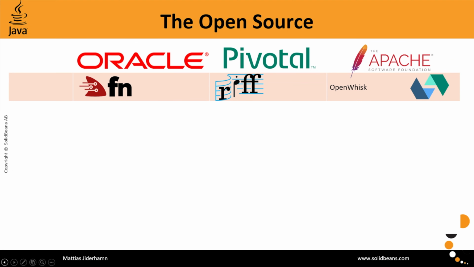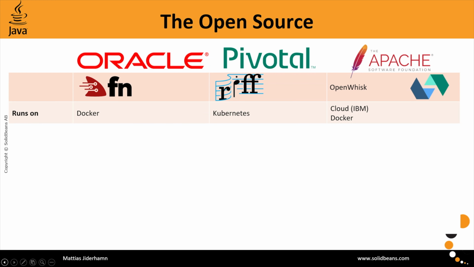Over at the open source spectrum, we have also, most notably, alternatives from both Oracle, from Pivotal, who are the guys behind Spring, and from Apache. Oracle have their Project FN, Pivotal has Project Riff, and in the case of Apache, it is OpenWhisk. And OpenWhisk is actually the same thing as IBM Cloud Functions. So they donated their implementation of serverless as open source, which is now driven by Apache, and then they are supplying it as a service to you as IBM Cloud Functions.